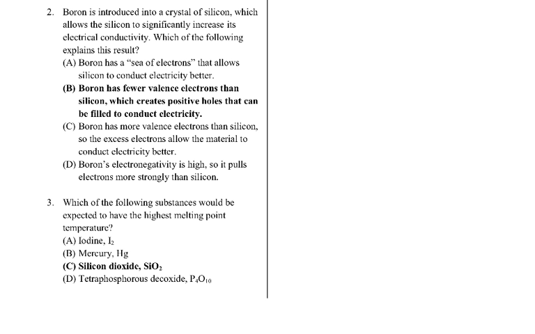Number 2, boron is introduced into a crystal of silicon, which allows the silicon to significantly increase its electrical conductivity. Which of the following explains its results? Remember, silicon has 4 valence electrons, where boron only has 3 valence electrons. So if we have this boron in with those, it's going to leave little holes in the crystal structure that can pass back and forth, and that's going to make it turn to a p-type semiconductor. So let's see if there's an answer like that.